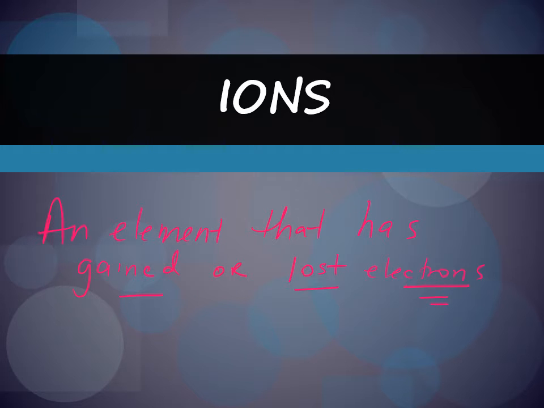Remember, we've spent a lot of time talking about how the elements on the periodic table, as they are, have the exact same number of protons and electrons, meaning they are neutral. But what happens when that element either gains or loses an electron or more than one electron? Well, it's no longer neutral and becomes an ion, which means it has a charge.